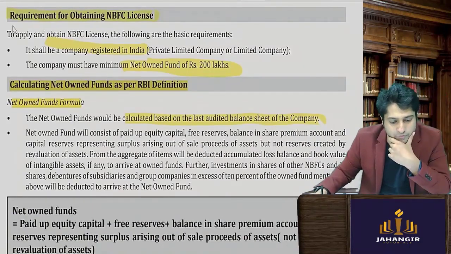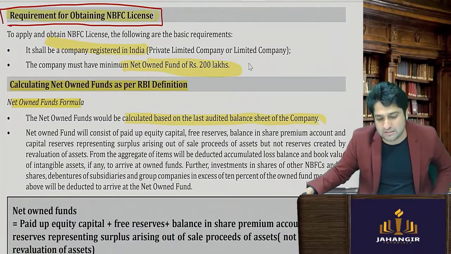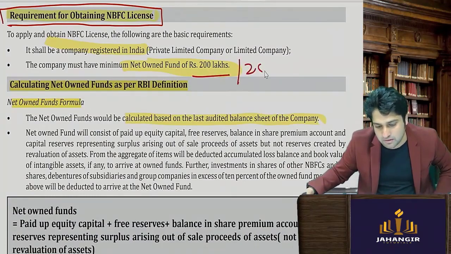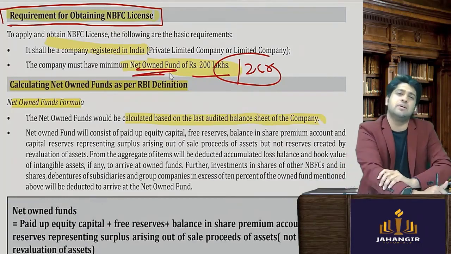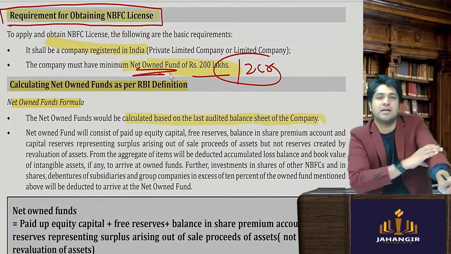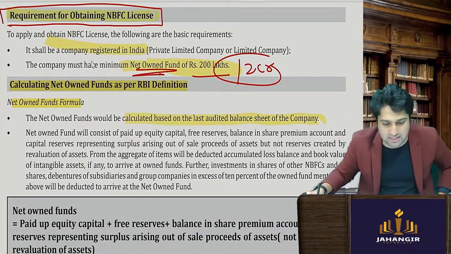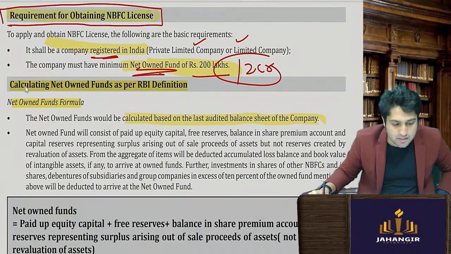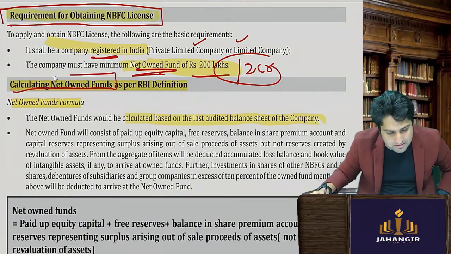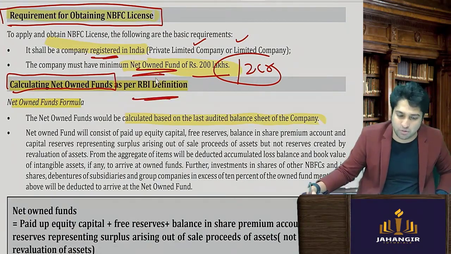Now coming to requirement for obtaining a NBFC license. So always remember, it is 200 lakhs or 2 CR. 2 CR का इनके पास में net owned funds होना चाहिए. Today you decided let me start a NBFC. So भाई 2 करोड़ होना चाहिए net own funds, and you should be registered as a company, private or public company. Now calculating of net own funds as per the RBI definition. अभी 2 करोड़ का होना चाहिए ना, 200 lakhs they should have net own funds.